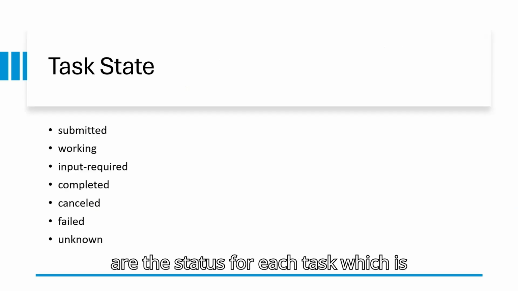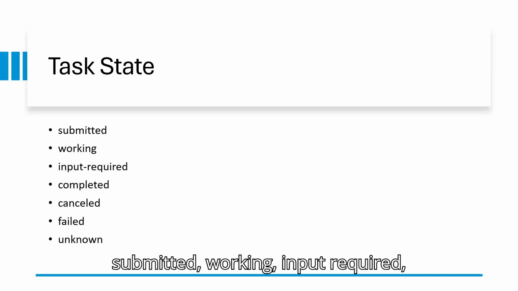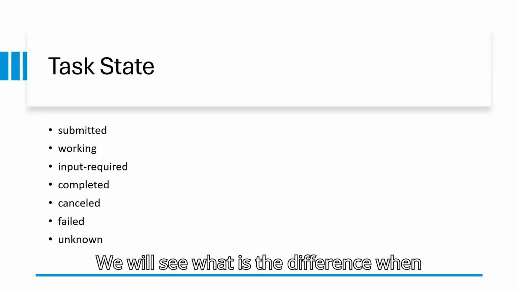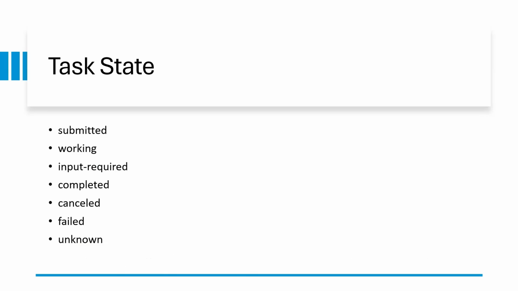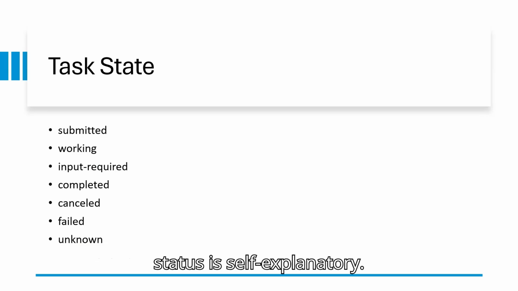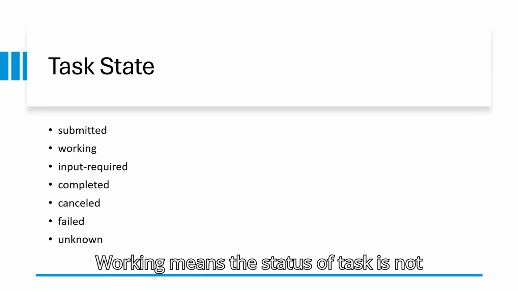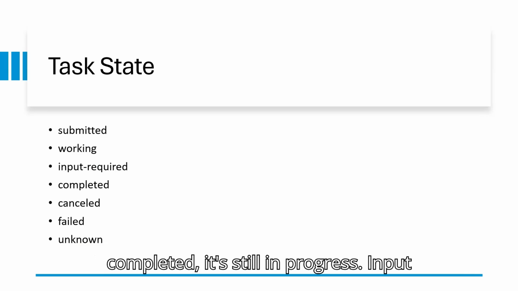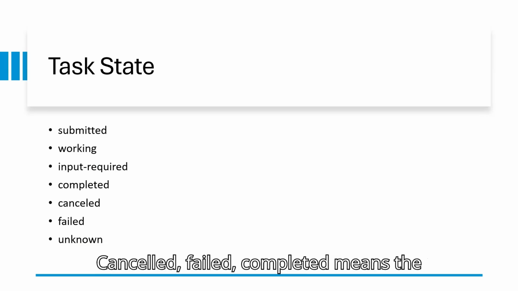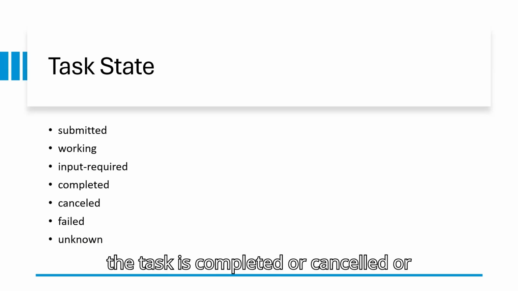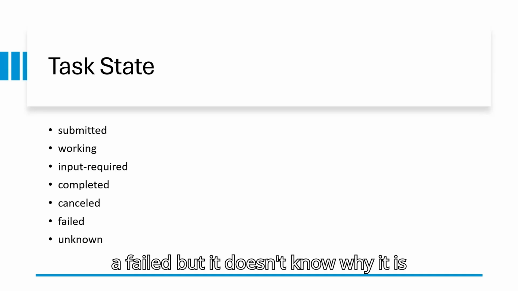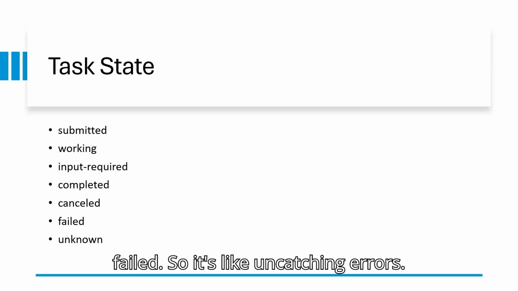Now these are the statuses for each task: submitted, working, input required, completed, cancelled, failed, and unknown. We will see what the difference is when we are discussing the methods and the exchange between these. But most of the statuses are self-explanatory. Working means the task is not completed, it's still in progress. Input required means the remote agent needs more information to complete the task. Cancelled, failed, and completed mean the task is completed, cancelled, or failed. Unknown also means a kind of failure, but it doesn't know why it failed. So it's like uncaught errors.